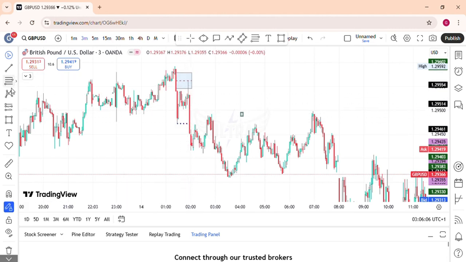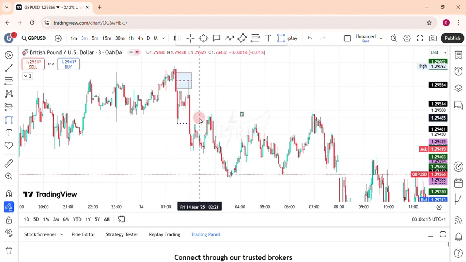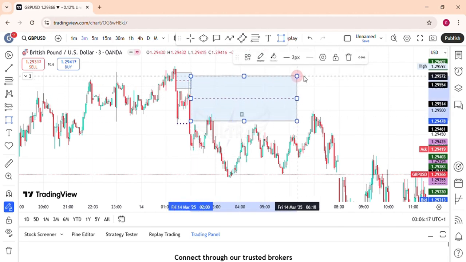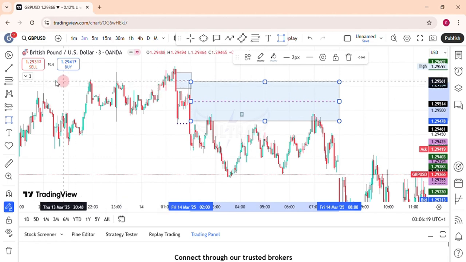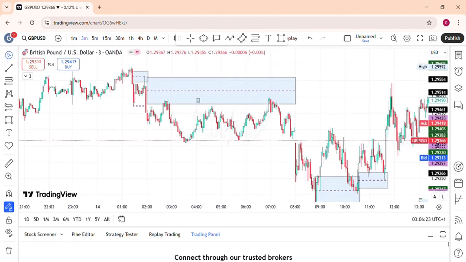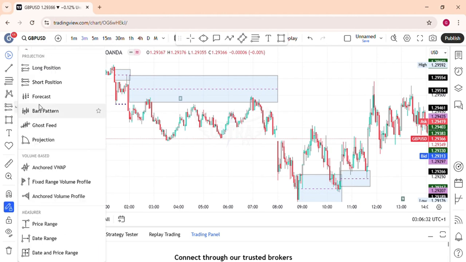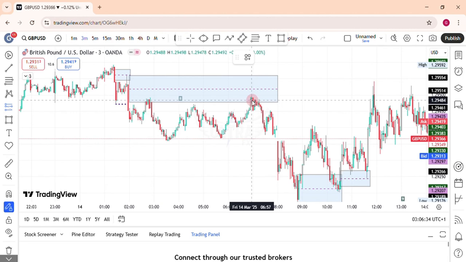So let me draw this fair value gap from here. This is our fair value gap right here, and you can see how the market taps into this fair value gap and gives you a short position from here.